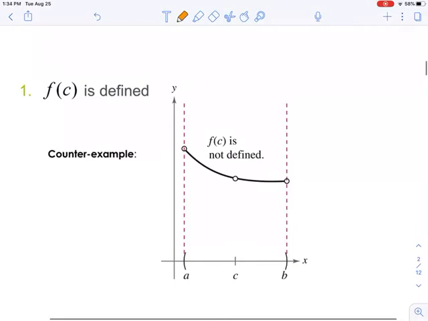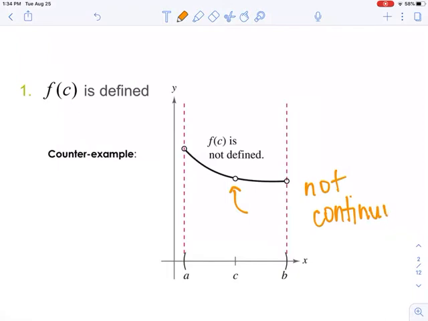Okay? So let's look at some things that are not continuous. Our number one, f of c, is defined. Here we have a curve that is not continuous because there is no coordinate at f of c. So here's our x value of c. You can see that we have a limit that exists, but we have an open hole, which is fine for a limit, but it's not fine for continuity. Because of that open hole, there's not a function value there, so this is not continuous.